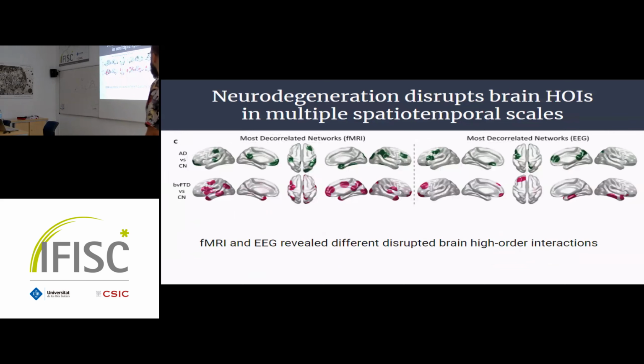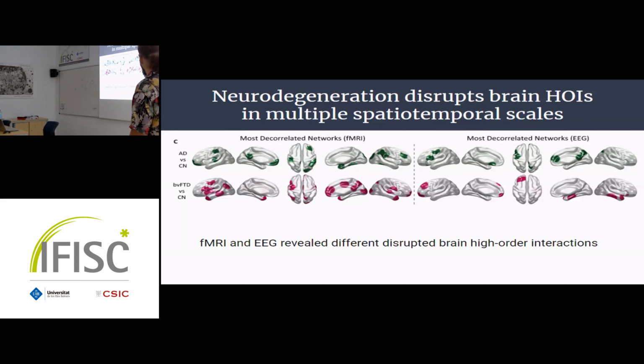Then our idea was to show this in the brain. And here you have the most decorrelated networks in fMRI, in Alzheimer's and frontotemporal dementia. You can see that in Alzheimer's, there are some cingulate regions, frontal regions, and also temporal regions involved. And in frontotemporal dementia, you can see that it is a little bit more extended in the brain. The spatial extension of the damage is higher. And you can also see some cingulate regions, frontal regions, and temporal regions.